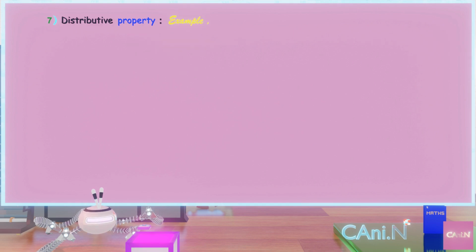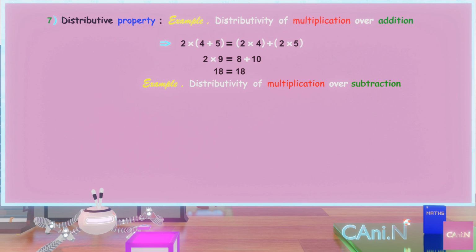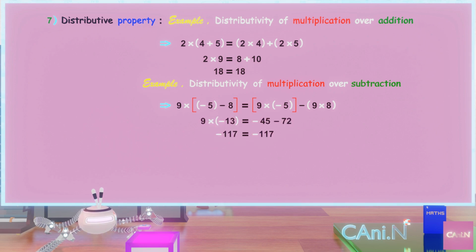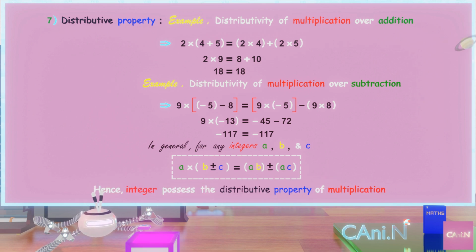Distributive property. Example. Distributivity of multiplication over addition. 2 into 4 plus 5 equals 2 into 4 plus 2 into 5. 18 equals 18. Example. Distributivity of multiplication over subtraction. 9 into -5 minus 8 equals 9 into -5 minus 9 into 8. -117 equals -117. So in general, for any integers a, b, and c, a into b plus or minus c equals ab plus or minus ac. Hence, integers possess the distributive property of multiplication.